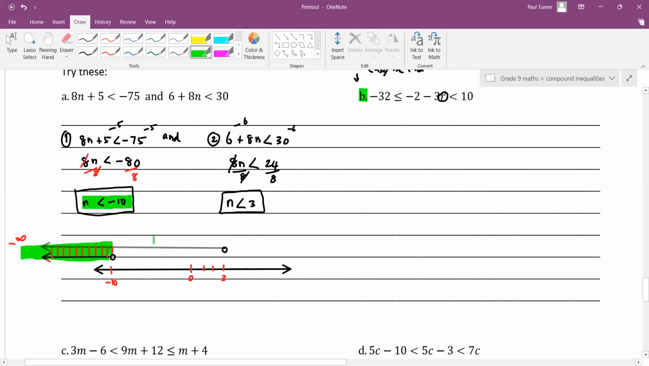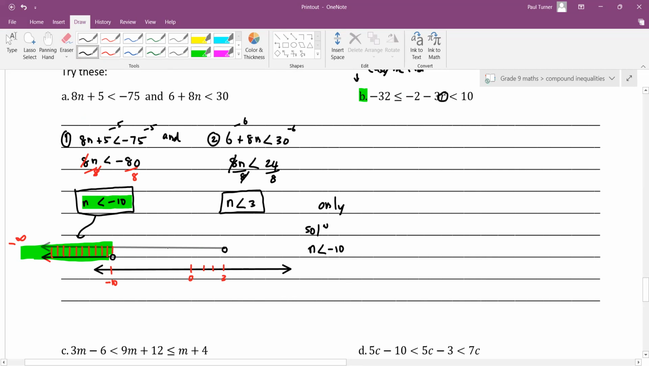In this area, only less than 3 is true. But for both of them to be true, you have to be less than negative 10. I hope that's clear there. So the only solution: n is less than negative 10. That's where they are both true.